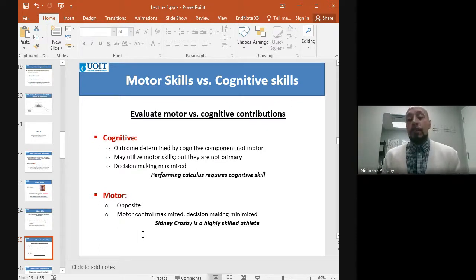One question that we always get in the course is, what's the difference between a motor skill versus a cognitive skill?